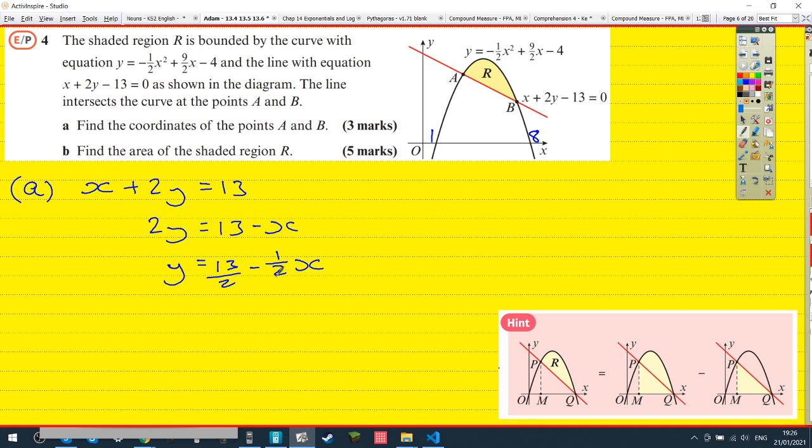And we can't solve that as a quadratic, can we? Now... Oh, wait. Can you? Now it would be simultaneous. So you want when these two are equal to each other. On which two? So the points A and B are when the curve is equal to the line. Oh. So would you make 13 over 2 minus a half x equal minus a half x squared plus 9 over 2x minus 4? Yeah. Okay.